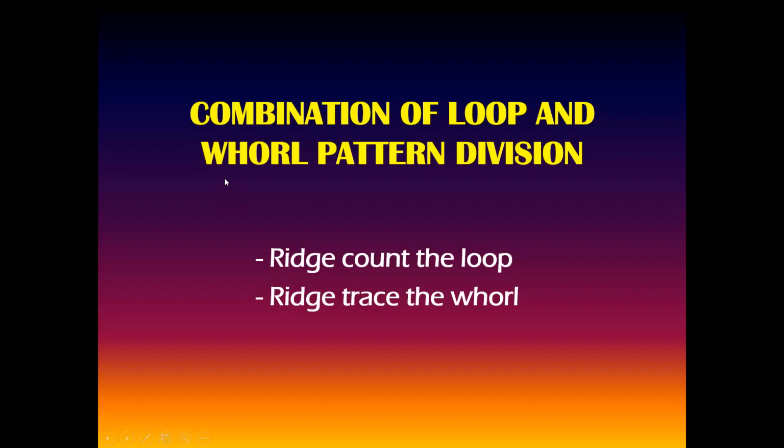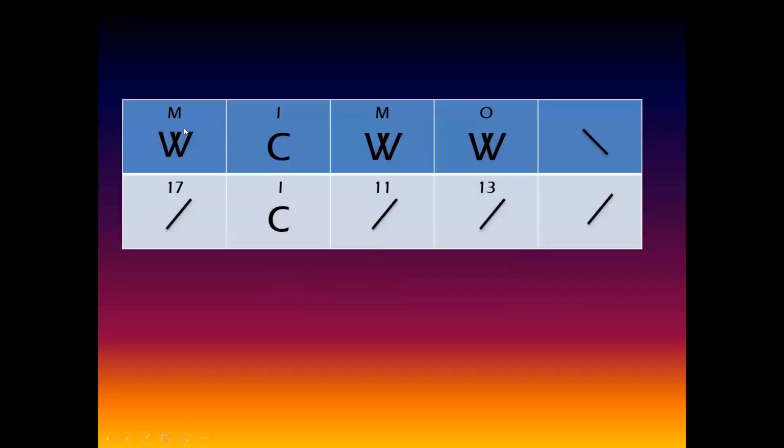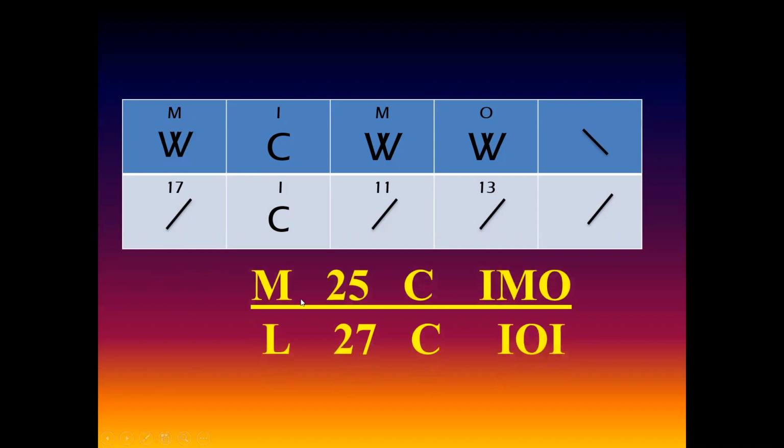Combination of loop and whirl pattern. Okay, so if that is a combination of loop and whirl pattern, if loops appear, you only use table 1, and in cases of whirls, you just use the designated ridge trace. So in this case, understandably, we are going to make use of medium over large as our major division. Yeah.